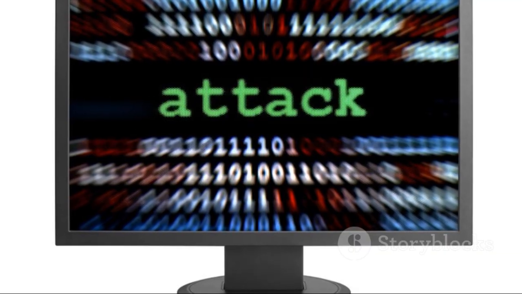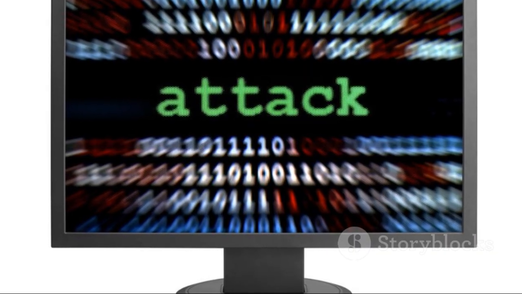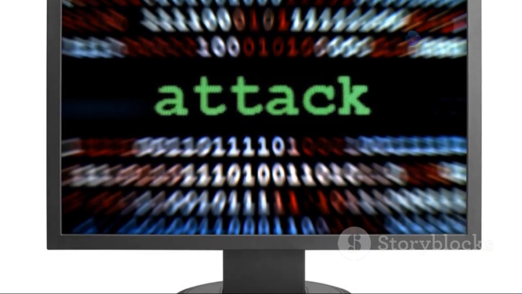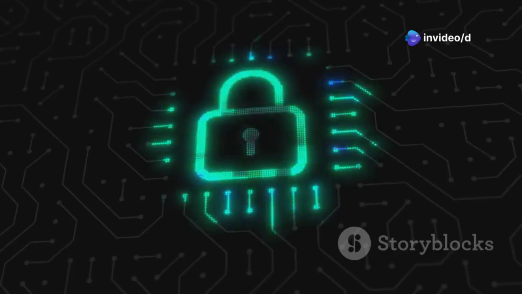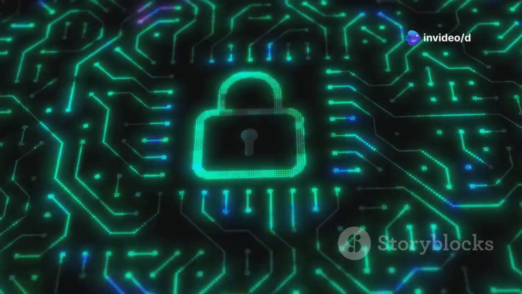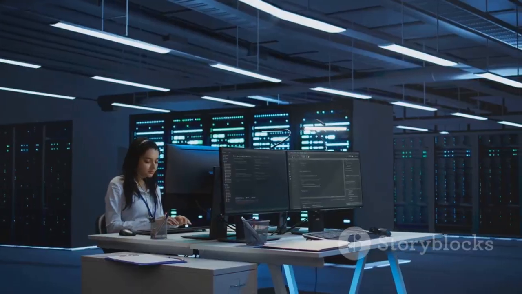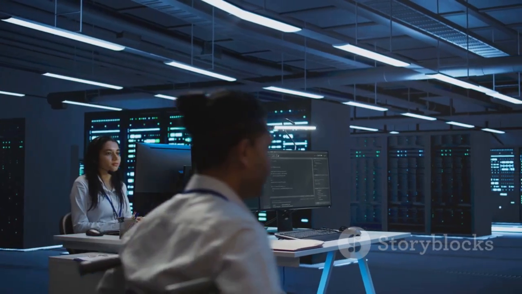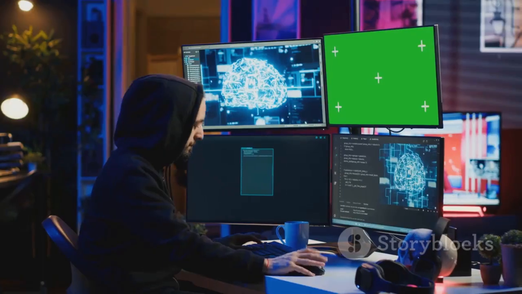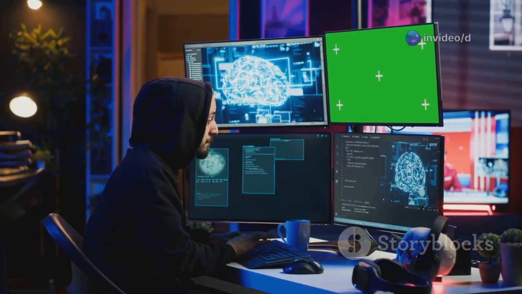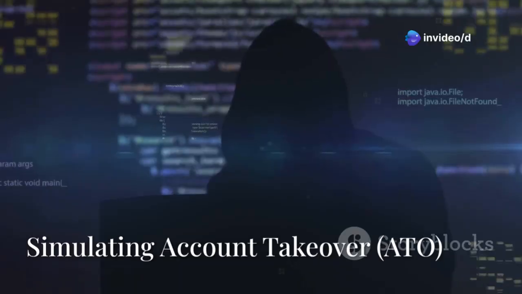Insecure direct object references, IDOR, are a big risk. Changing an ID in a request could expose someone else's data. Securing APIs means strong authentication, input validation, error handling, and regular testing. As platforms rely more on APIs, their security is critical. Now let's see how all these tactics combine in a real-world attack.